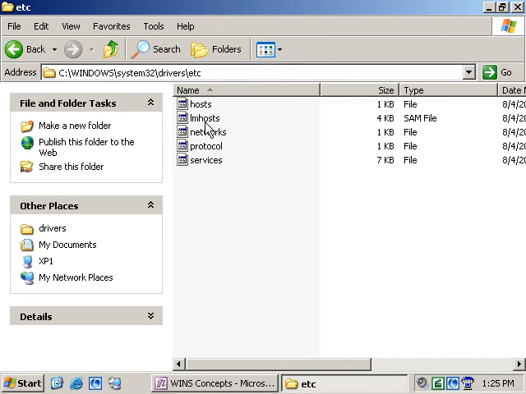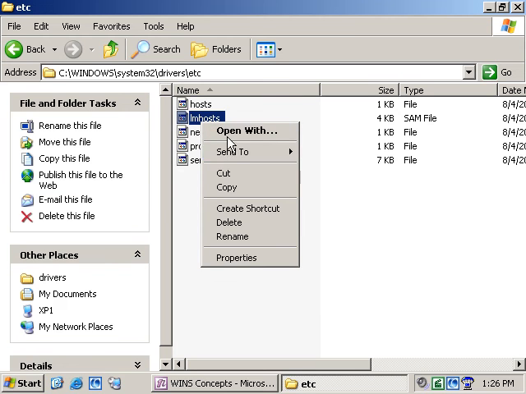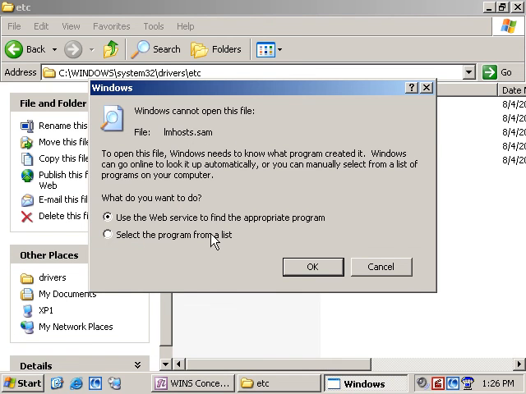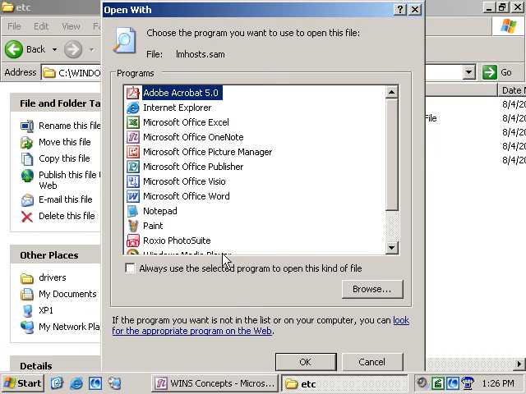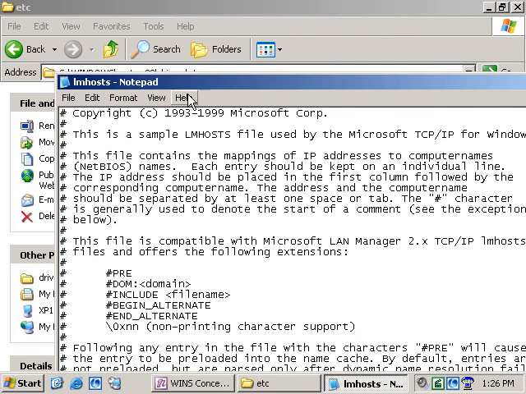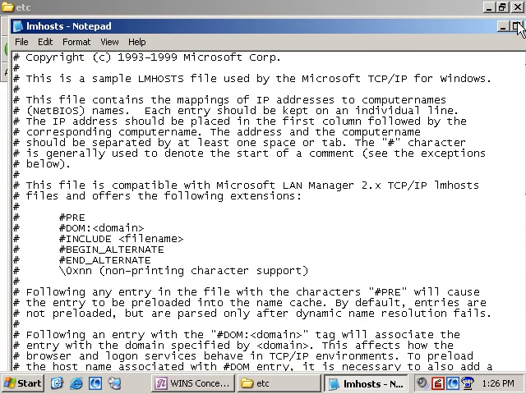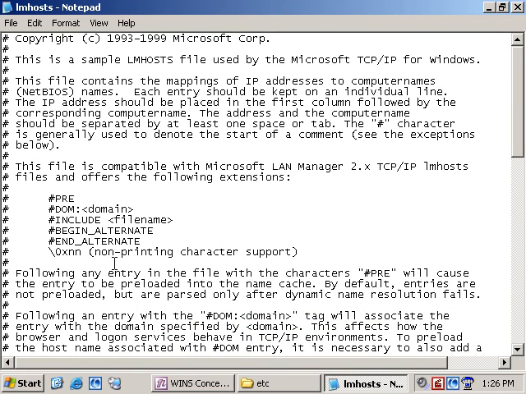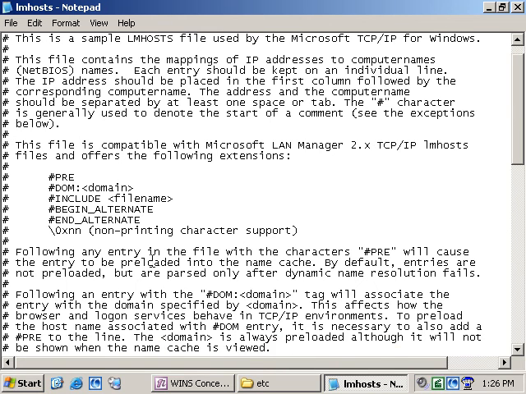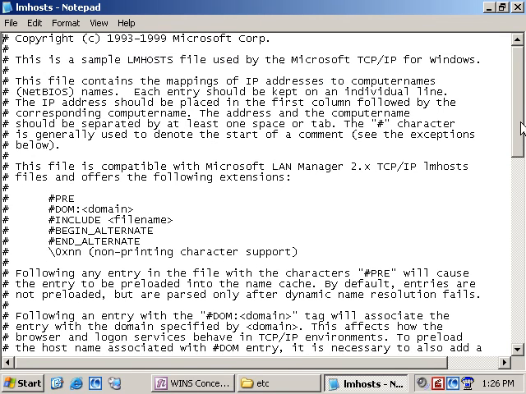Now, the LMHOSTS file can be edited just using a simple text editor like Notepad. So I'm going to go to Open With, and then pick one of these programs, and the one we'll use is just the Notepad program. Now when I open this, you see that up top we have all this information from Microsoft, and there are some instructions. This is very helpful information, and if you're modifying the LMHOSTS file you definitely want to pay attention to it. Everything with the pound sign over here is basically remarked out, is what it means.